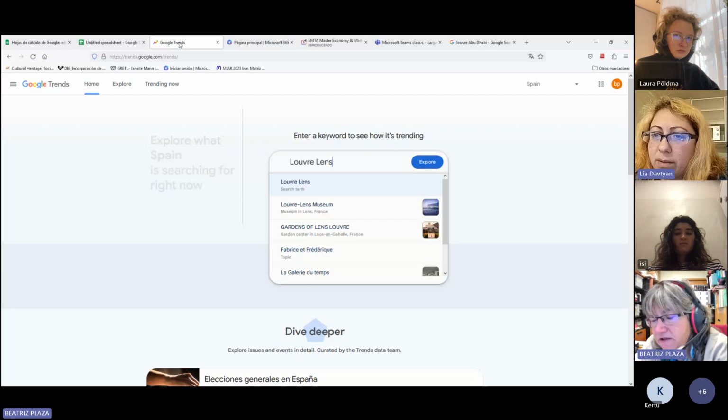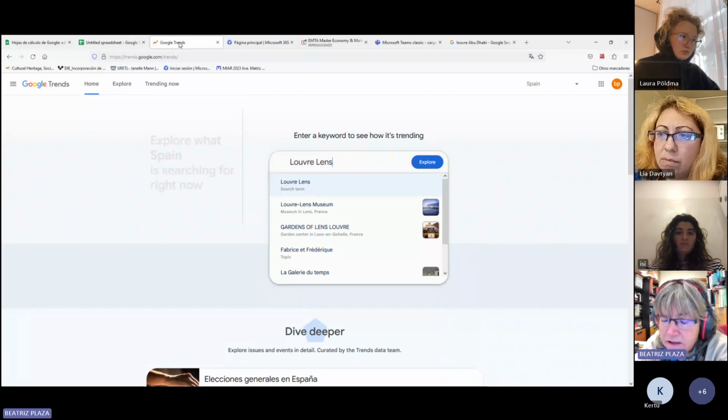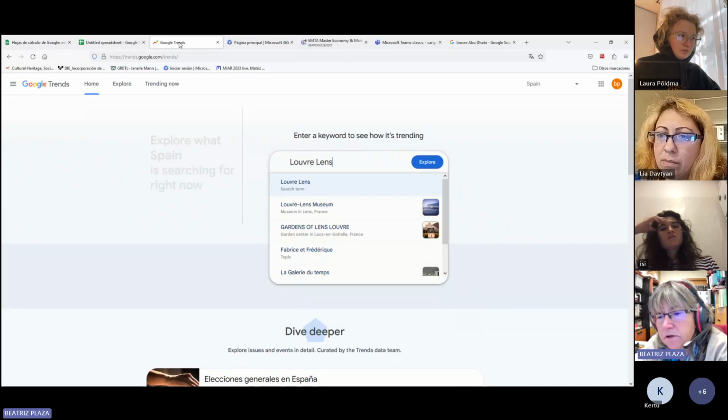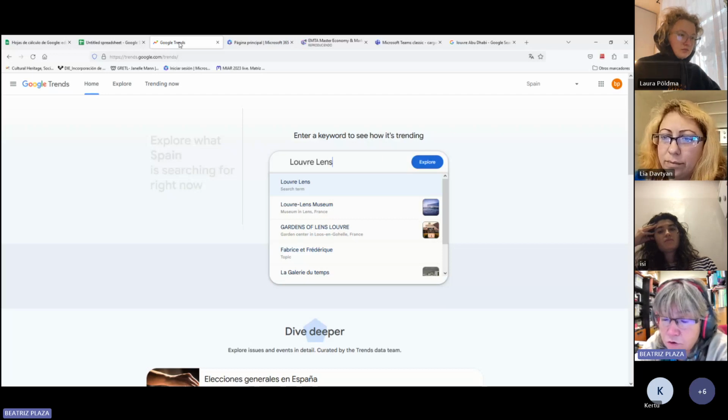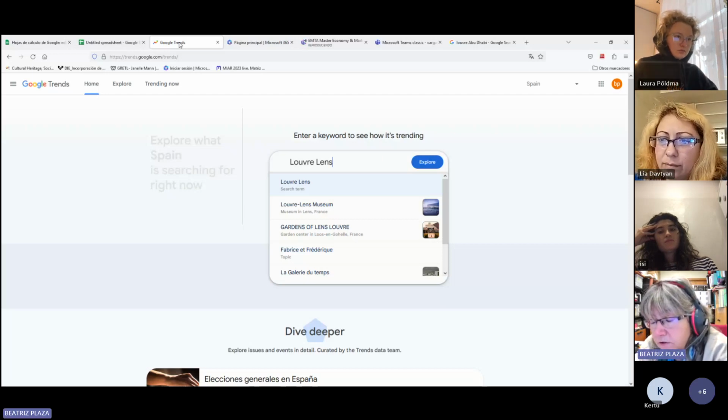Yes, it is public policy driven, okay? Very well done. Lens was an old mining city, and it needed urgent regeneration, and they needed to boost the economy, okay? So one of the tools they employed to generate tourism in Lens was to set up a branch in Lens, Louvre Lens, okay?